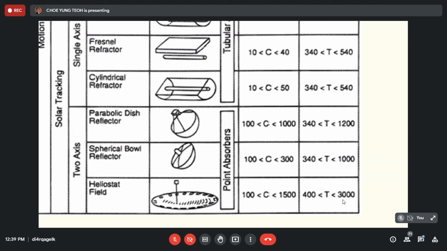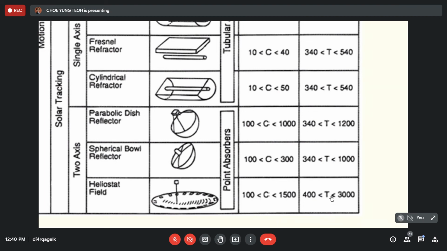But is it a good idea to achieve this high temperature? Yes, you can get a very high efficiency, but is it safe for the environment, safe for maybe birds? This heliostat field kills a lot of birds because it reflects sunlight into one single point. Try to imagine if a bird goes very near to it, it becomes fried chicken, fried bird. It is too hot already, it will become barbecue.